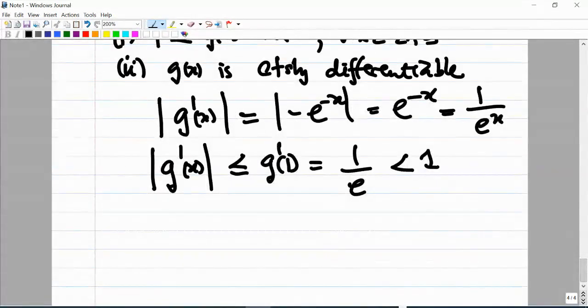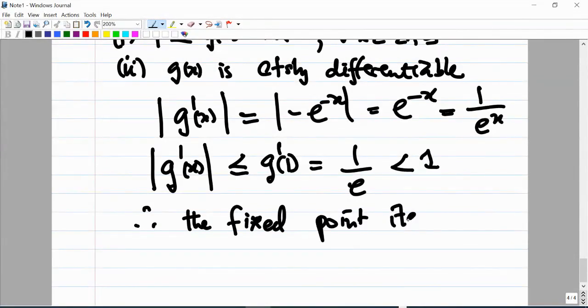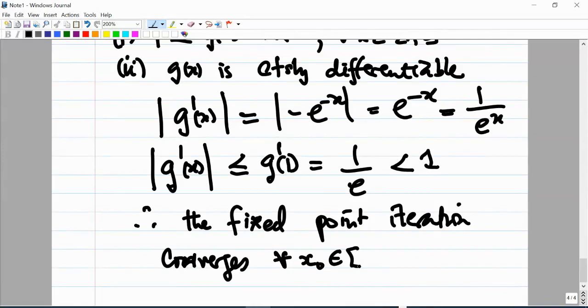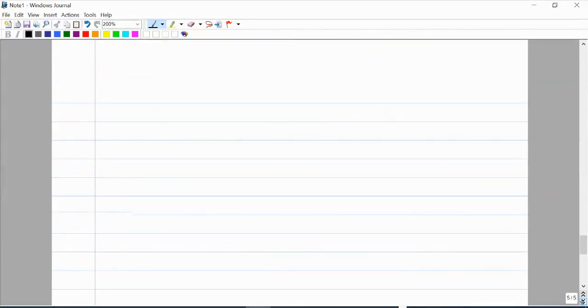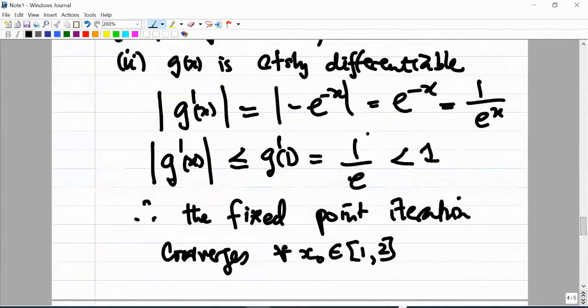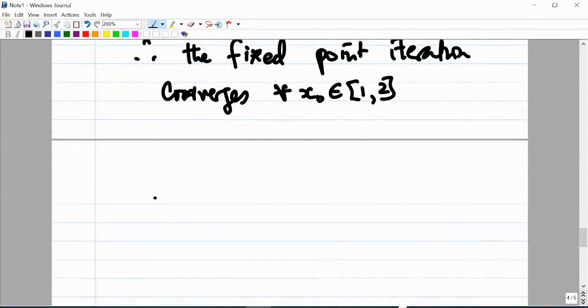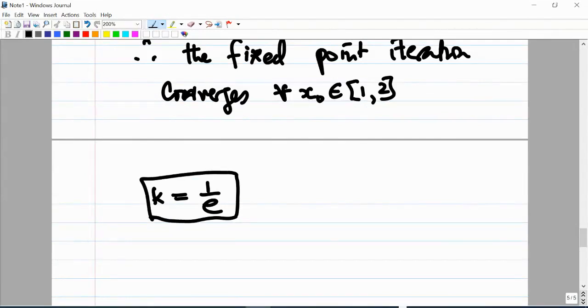And take note that therefore the fixed point iteration converges for all initial points that you can pick here in this interval. Doesn't matter where you pick it, but take note, by finding the maximum here, we now know that k is 1 over e. So we now have the maximum, and k is 1 over e.